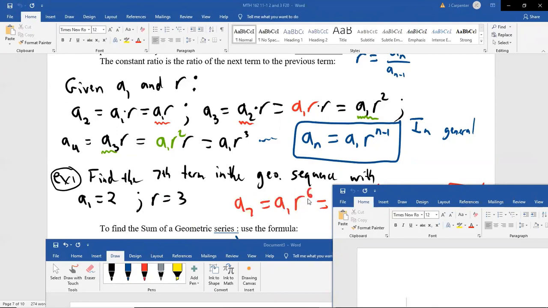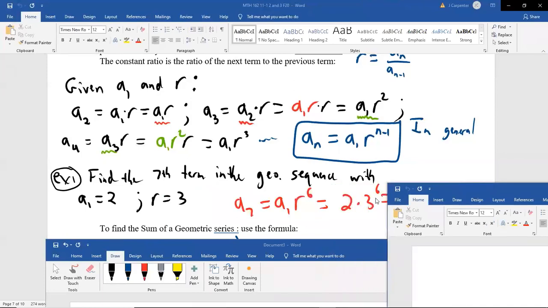And then we can just jam numbers into this. If you don't write the formula out first, if you go ahead and write it straight with numbers, that's fine too. It would be 2 times 3 to the 6th, because the first term is 2. We're multiplying by 3 6 times to go from the first term to the 7th term.